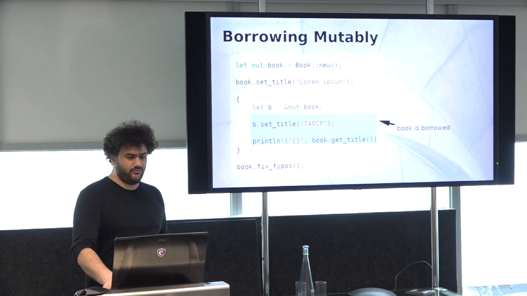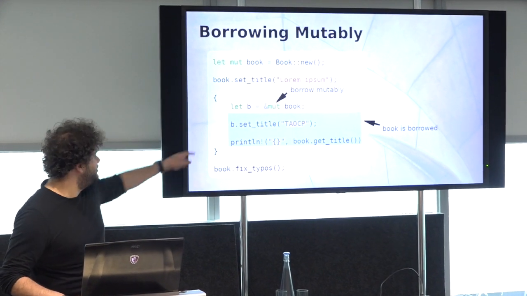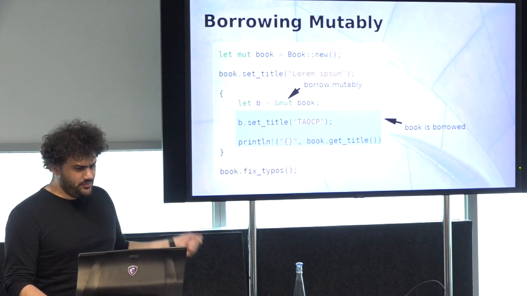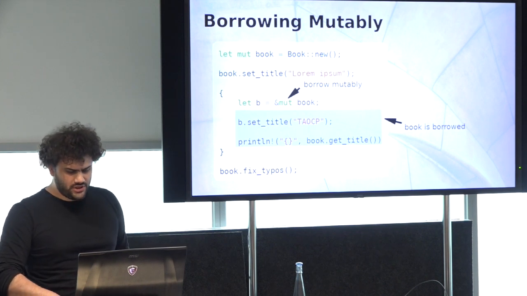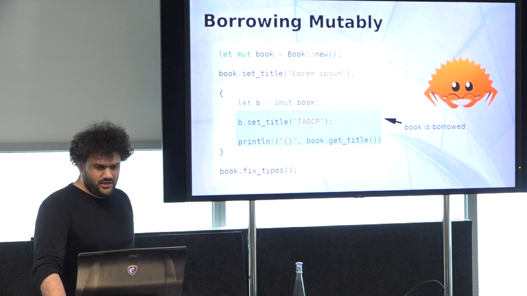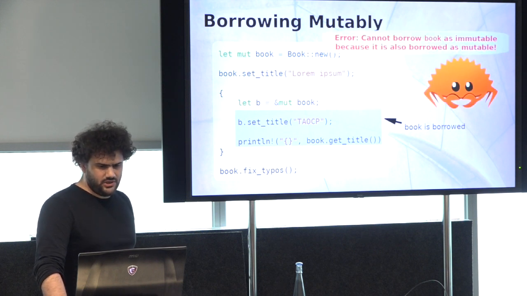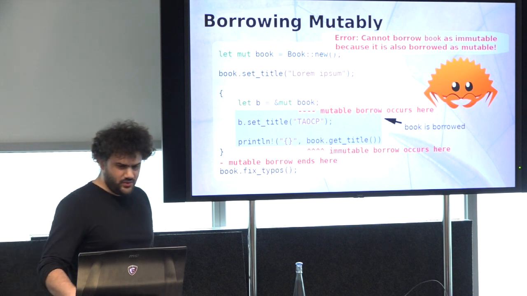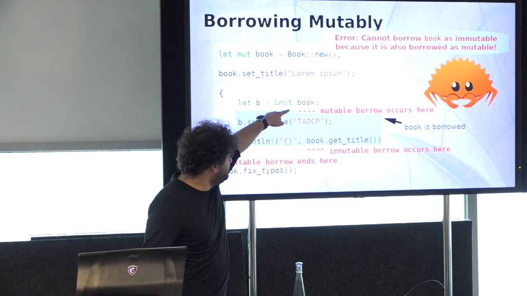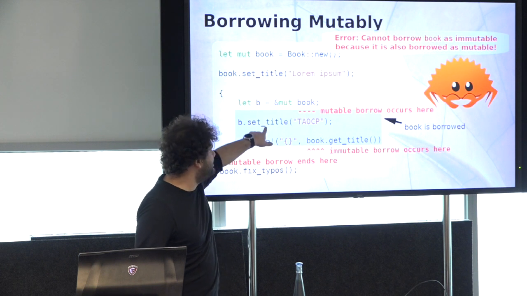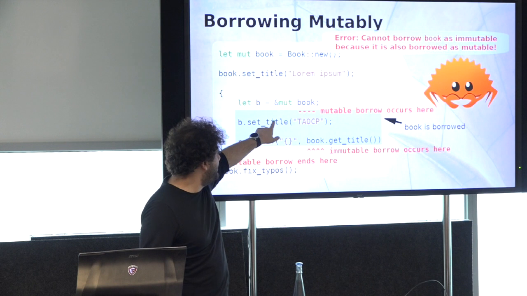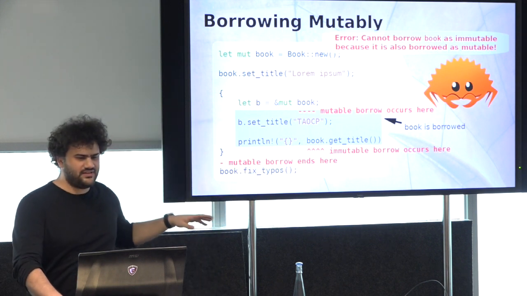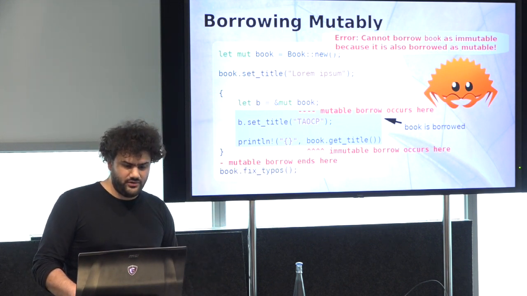So let's now see an example of borrowing it mutably, right? So we have here the mut keyword, which when you apply it in this way, it means I want a mutable reference. So now b is a mutable reference to book. And if you try to compile this thing, it will tell you that you cannot borrow book as immutable because it's borrowed as mutable. Let's see why. So we are borrowing here mutably, and then we modify it, and that's fine because we have a mutable borrow. And then here we are trying to read book, which is borrowed, and we can't. So we cannot read stuff that is mutably borrowed.